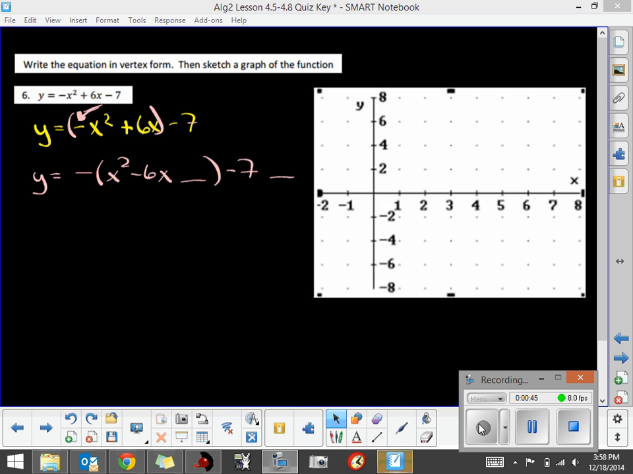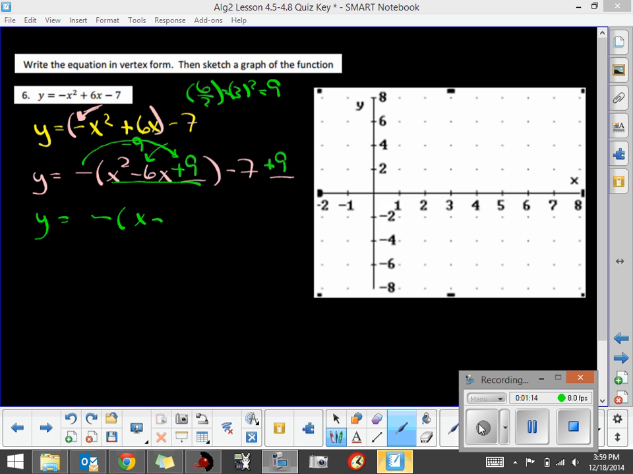So now I'm going to go through the process of completing the square. We're going to take half of 6. Half of 6 is 3. And then we square the 3, which is a 9. So I want to add a 9 in here. So it looks like we've added 9, but if we really consider our negative out front, we really didn't add 9, we really subtracted 9. So to balance, we have to add 9 out here. That's just a matter of keeping it balanced. So now we're going to factor our trinomial square. So it's negative x minus 3 squared plus 2.